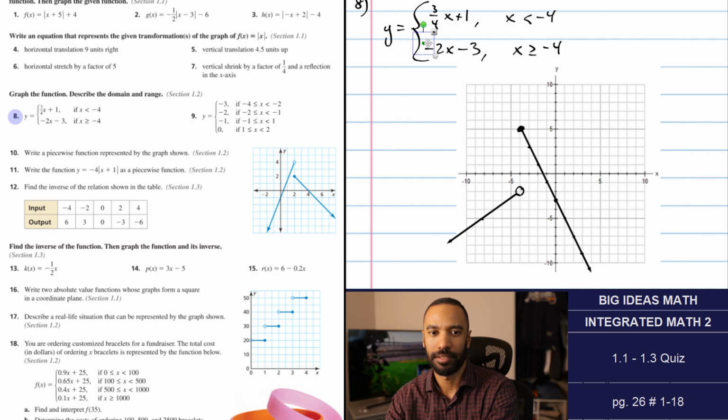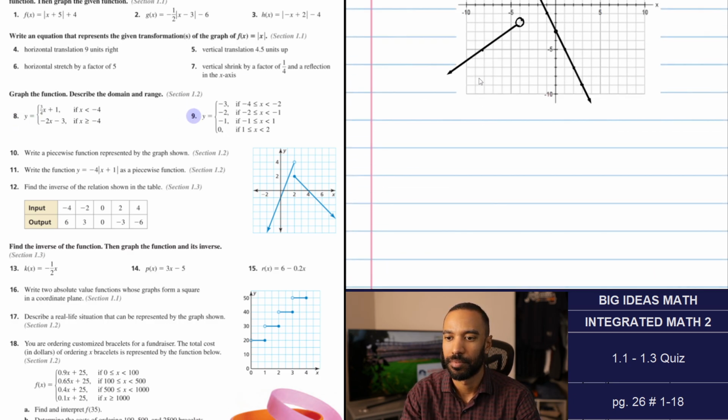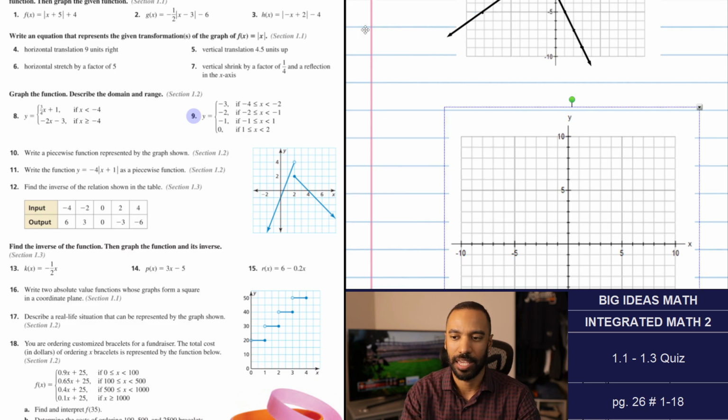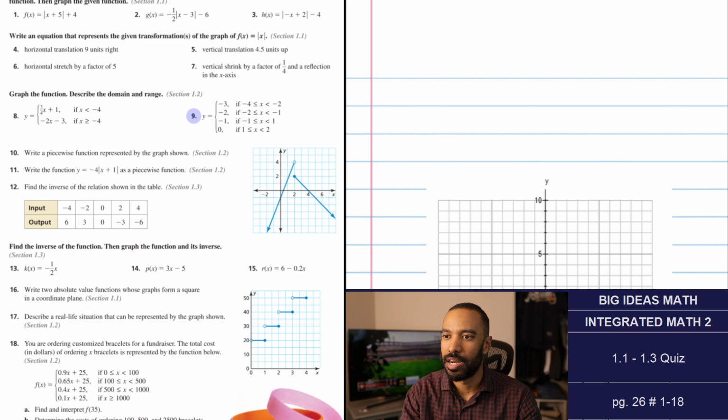That is number 8. We are also going to be doing the same thing for number 9, but number 9 is not the standard piecewise function, it is a step function. So let's go ahead and check out number 9. I'm going to make sure I can fit the graph first. I can't. Let's do this on the next page. Okay. All right, number 9.